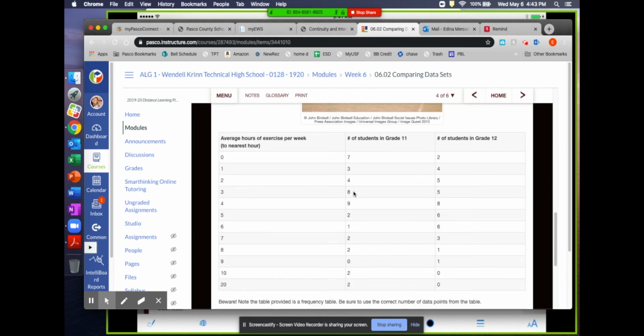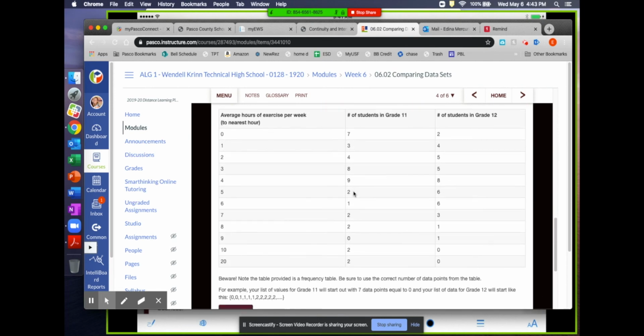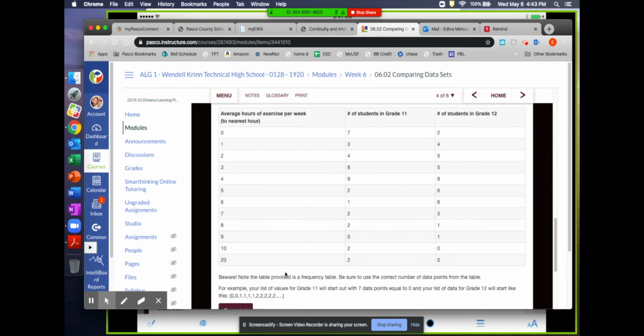So now there's a little bit of data here at the bottom about a PE class. You have the number of students in 11th grade and the number of students in 12th grade and their average hours of exercise. So you have to be careful. For example, it says 0 hours of exercise, there's 7 students. So if we were to list this out, we would have to write 0 7 times. And then for grade 12, it was 2 zeros, so I would have to write 0 0. And then there were 4 1s, so 1 1 1 1. And you get the point.